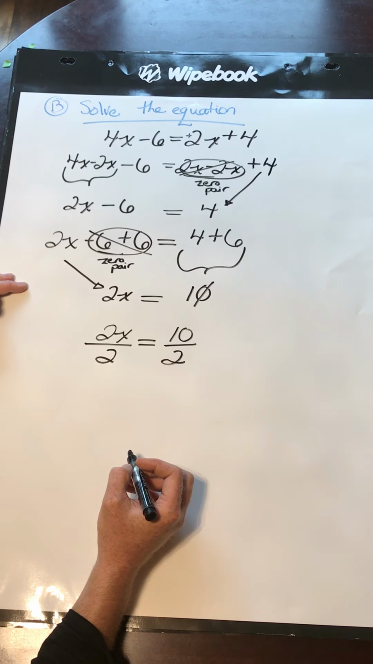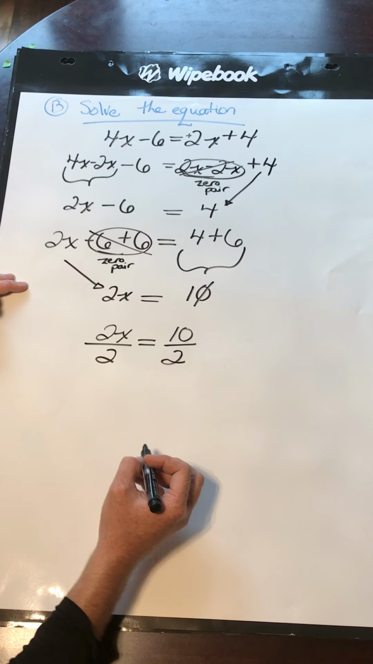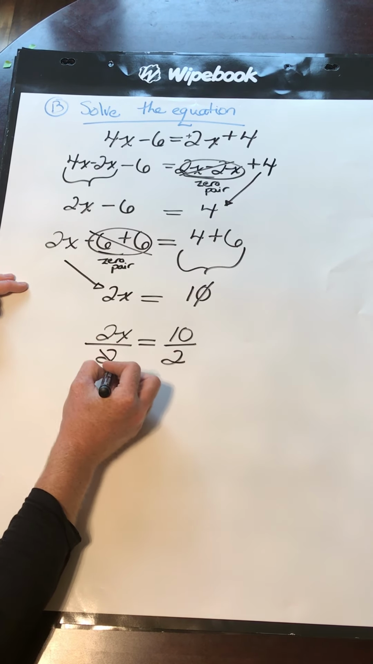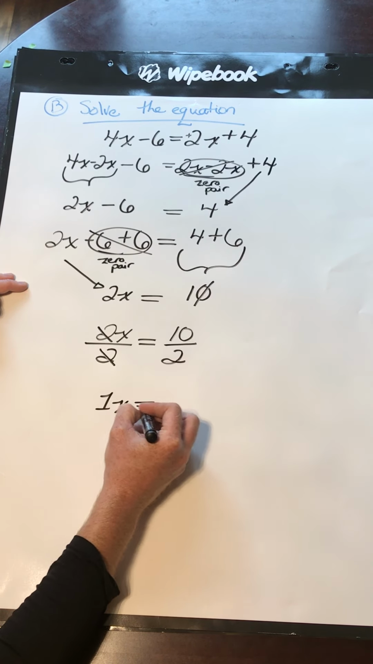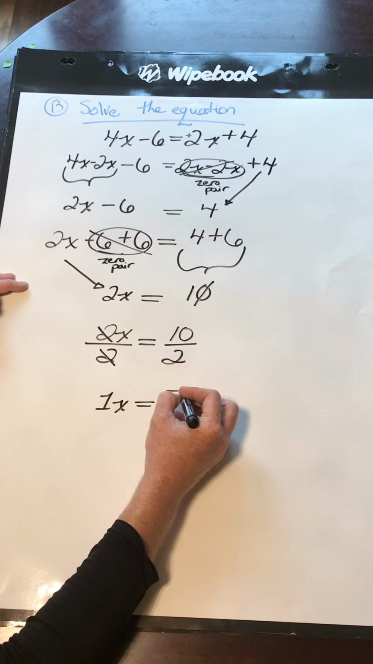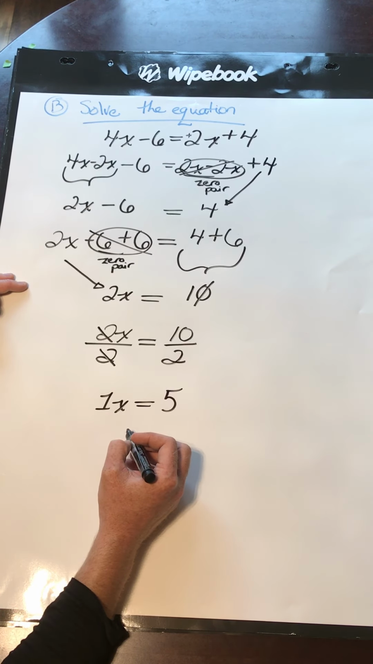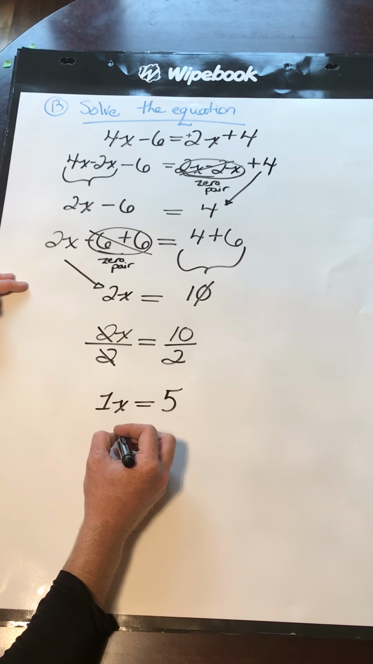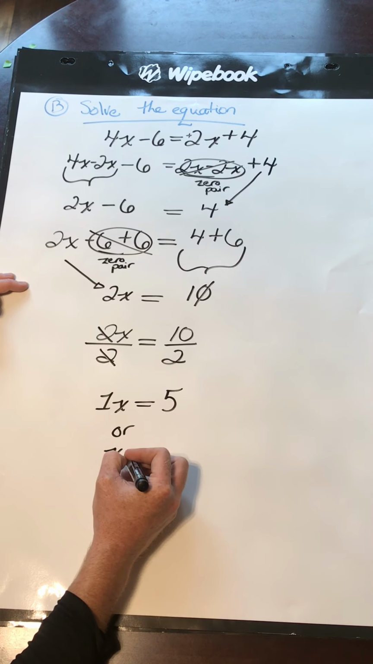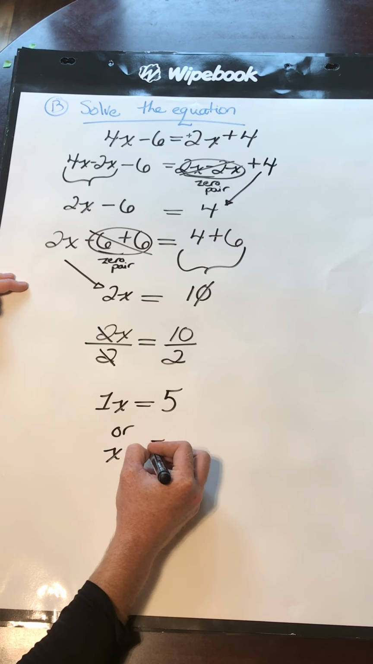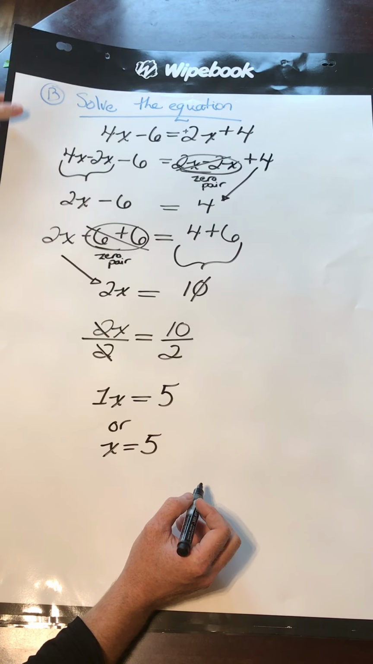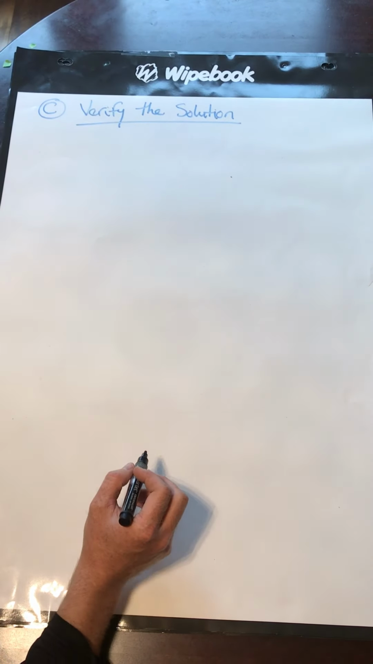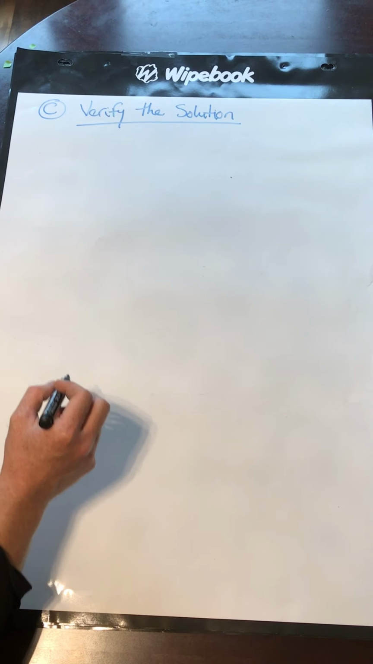So I divide 10 by 2. And now I go and simplify. And 2 divided by 2 is equal to 1x. And 10 divided by 2 is equal to 5. So 1x is equal to 5, or x is equal to 5. And I am going to go and verify that solution.